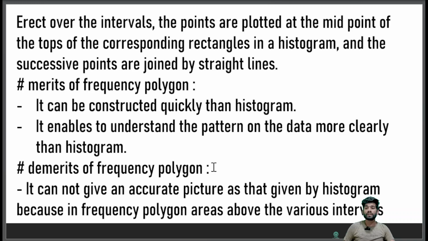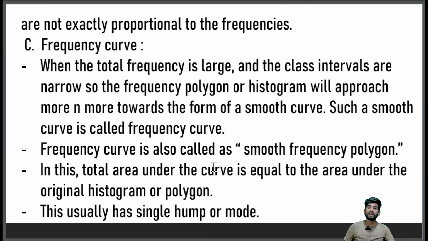Merits of frequency polygon: it can be constructed more quickly than a histogram. It enables us to understand the pattern of the data more clearly than a histogram. Demerits of frequency polygon: it cannot give as accurate a picture as that given by a histogram, because in a frequency polygon the areas above the various intervals are not exactly proportional to the frequencies.